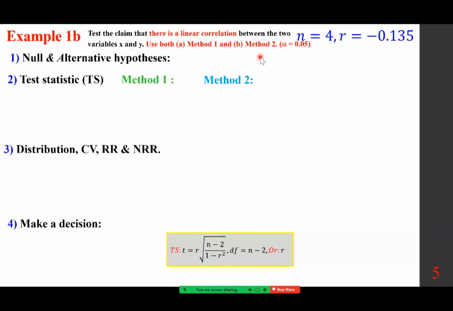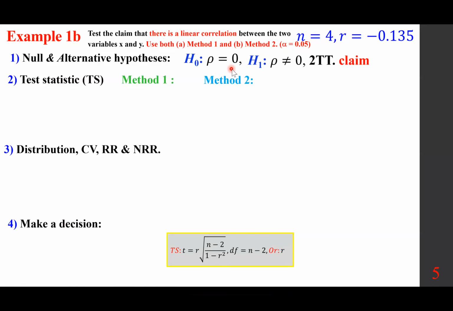As always, I'm going to go with 4 steps: null and alternative hypothesis, calculate the test statistic, go with the CV, critical value, and then make a decision. So these are the 4 steps. I would always do that and then answer the question accordingly. So starting with the null and alternative hypothesis, H0: rho equals 0. Rho is the Greek letter that represents correlation. H1: rho is not equal to 0, which makes a two-tailed test and it makes it the claim.